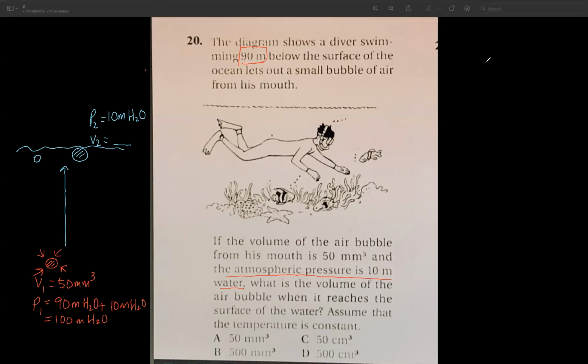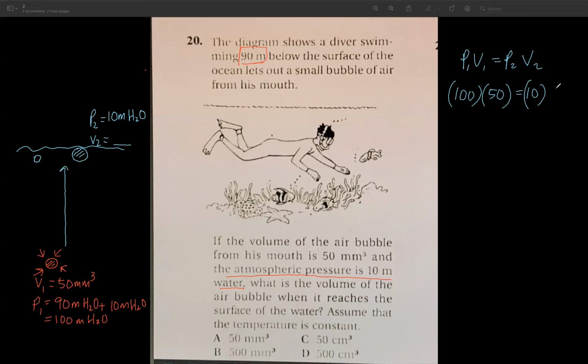Okay, then you can find using your Boyle's law, right? So we are going to assume that temperature does not change. P1 V1 equals P2 V2. Okay, what is your P1? 100 times V1, 50, and then equals P2, 10.